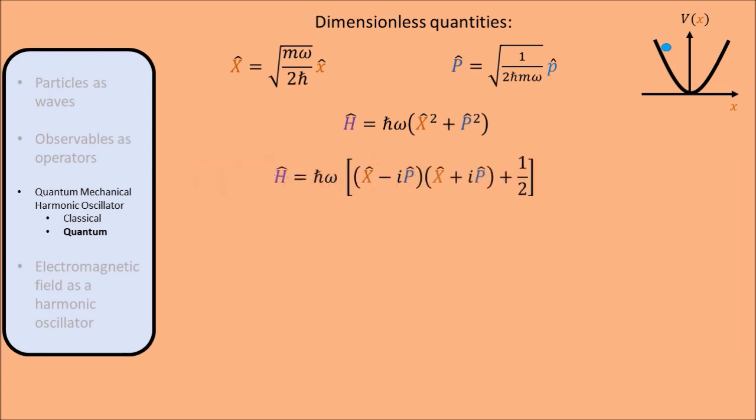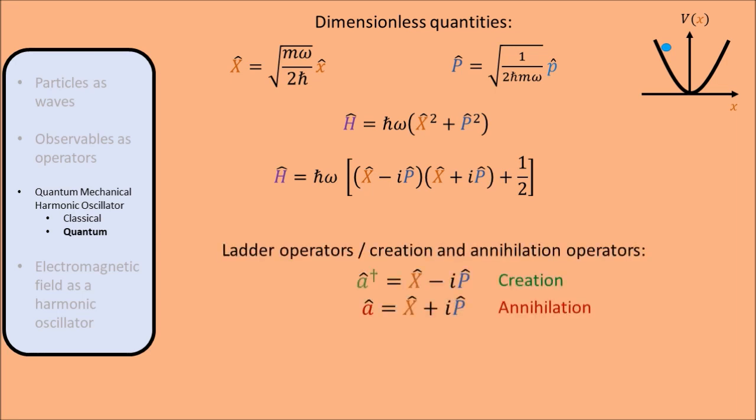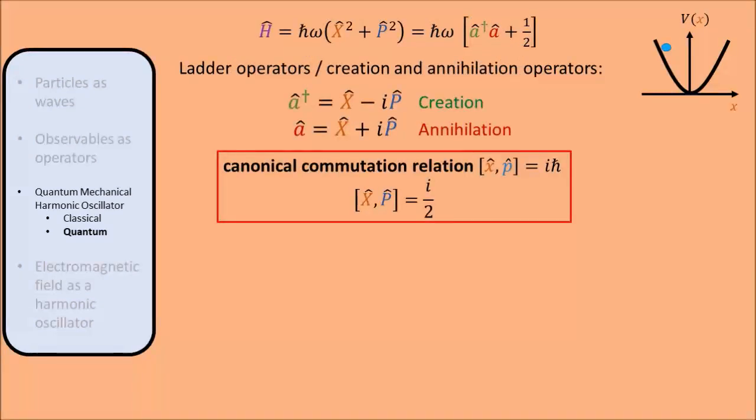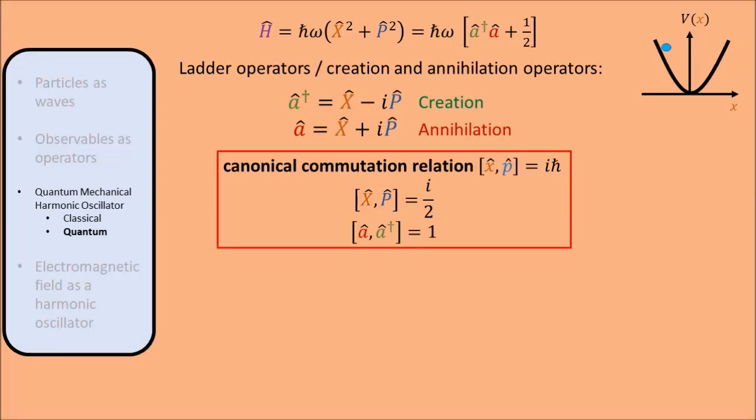We can rewrite this expression further by introducing the ladder operators a and a dagger, which are also called the annihilation and creation operators for reasons that will become apparent in a minute. The dagger indicates the Hermitian conjugate of an operator. With these definitions, we can rewrite the Hamiltonian in terms of a and a dagger. Using the commutation relation between x and p and the definitions of a and a dagger, we can furthermore derive that the commutator of a and a dagger equals 1.